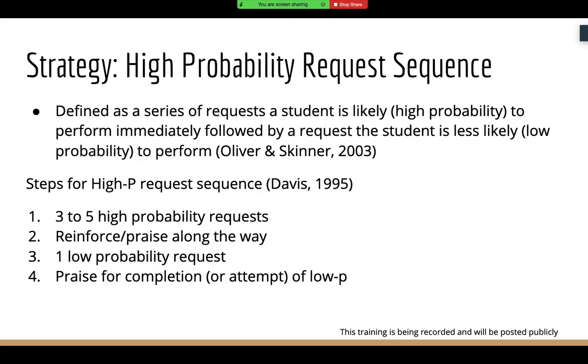And then the low probability request, step 3, make sure that that is presented as an alpha command. In fact, make sure that all of these are presented as alpha commands so that it's really a sequence of requests that they're following. And then you praise them for completion or attempt of the low probability request. And if they don't follow through with the low probability request, you prompt them maybe twice and then start the process over again. Go back to the high probability and then prompt the low probability one in the same way.